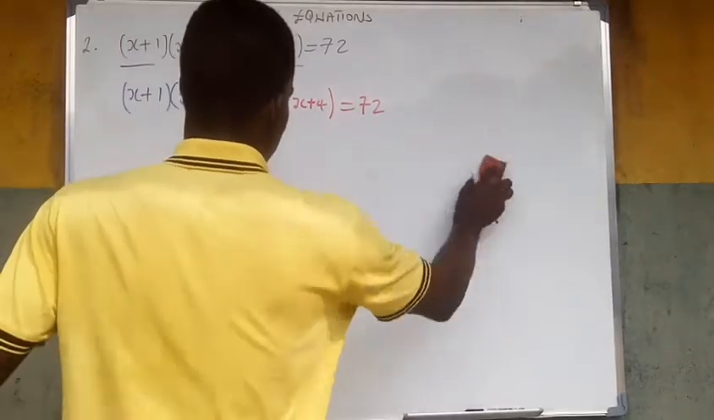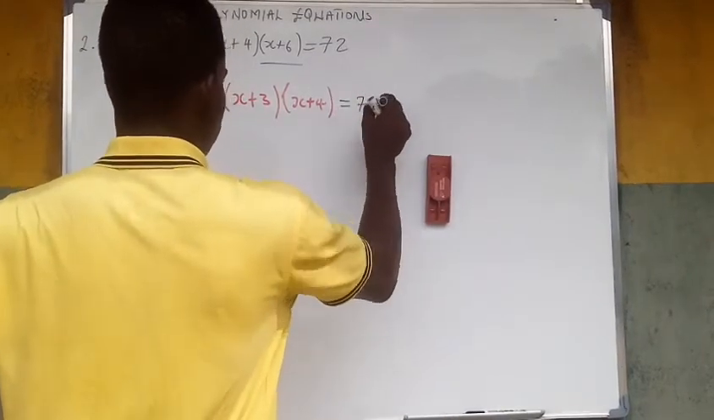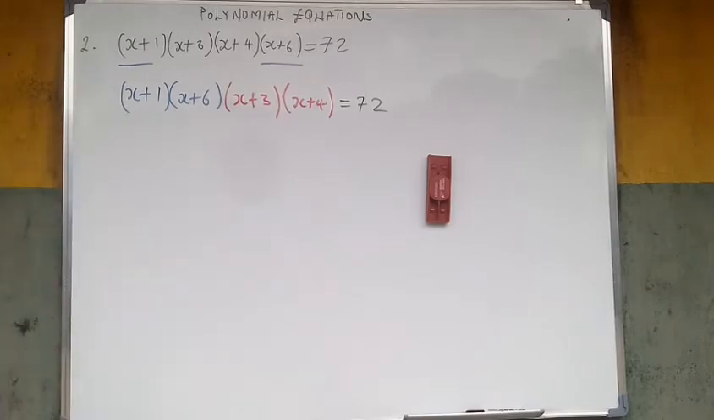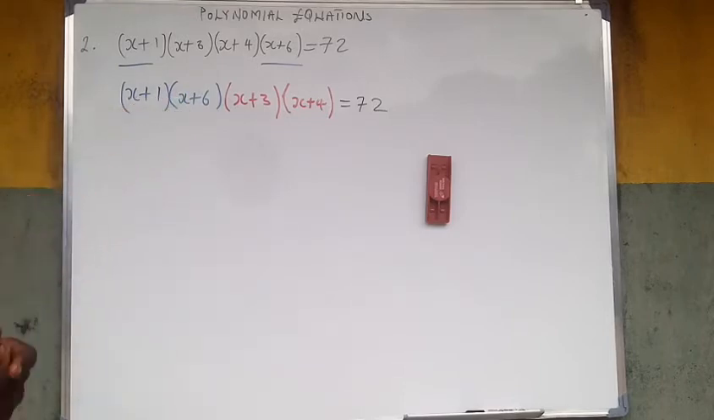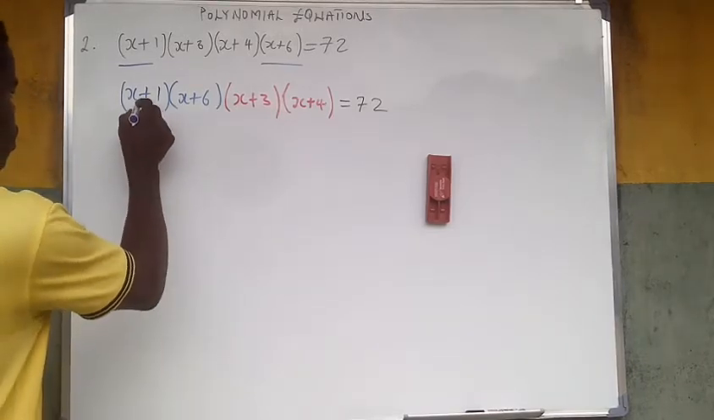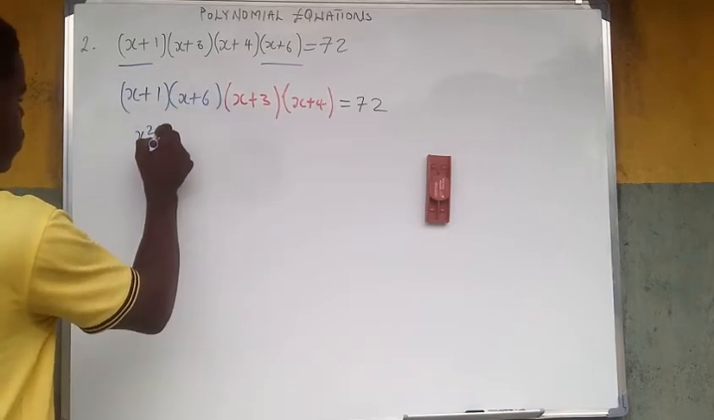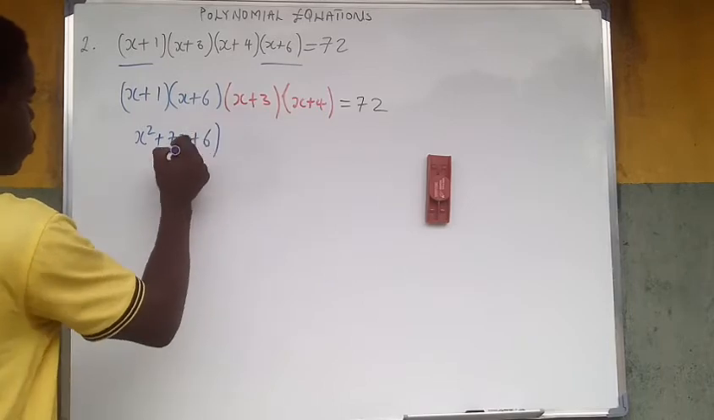Now, the reason for this equal to 72. The reason for this is, I want, when we are expanding, the middle term to be the same throughout. Now watch. So expanding this, we're gonna have x times x, x squared. This times this, that is plus 7x plus 6.